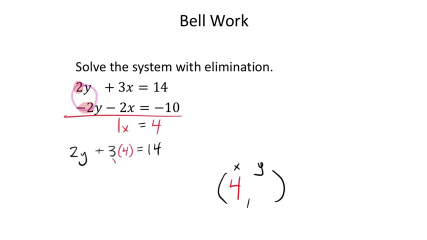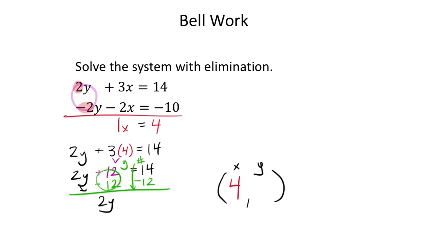So first up, distribution, 3 times 4 is 12, that's positive 12. Now it's 2y plus 12 equals 14. Now solving this equation for y's, I'll keep my y's on the left, numbers on the right. So the 2y is okay, but the 12 doesn't have y, so it has to be zeroed out. Minus 12 on both sides. So I can drop my 2y's now. 12 minus 12 zeros out, that was part of the plan. 14 minus 12 is 2.